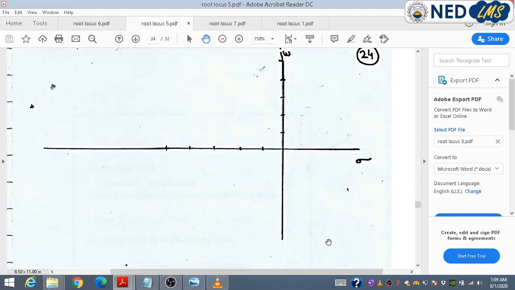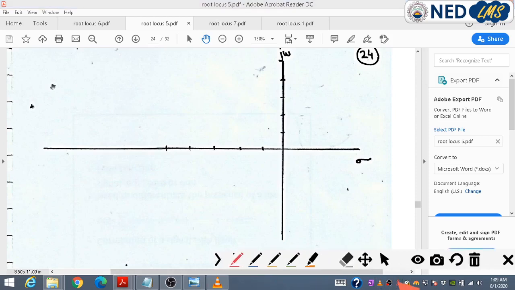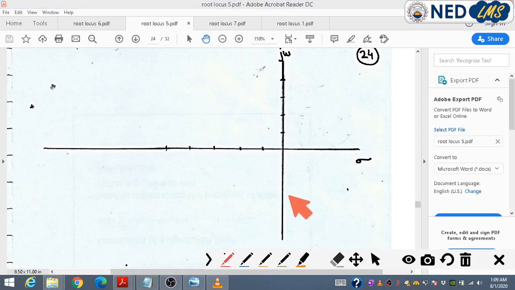Okay, now here we go. We have to draw our root locus. First of all, we have to map our poles. One pole is at 0, another pole is at minus 2, and the third pole is at minus 5. Minus 5 here and minus 2 here and 0. These are the points where the controller gain is 0. So here the controller gain is 0. Then we have to draw the centroid at minus 2.33.